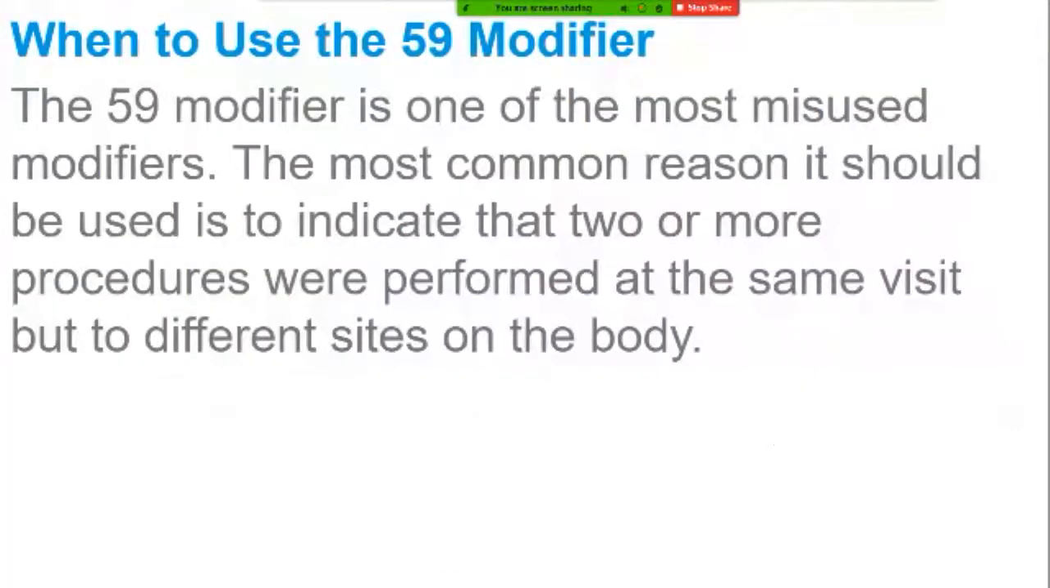So we're going to talk about when to use the modifier 59. The 59 modifier is one of the most misused modifiers. The most common reason it should be used is to indicate that 2 or more procedures were performed at the same visit, but on 2 different sites. Do y'all see that?